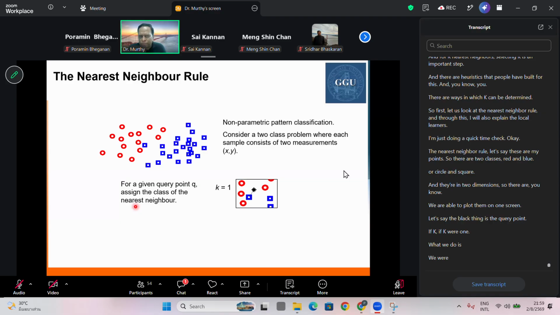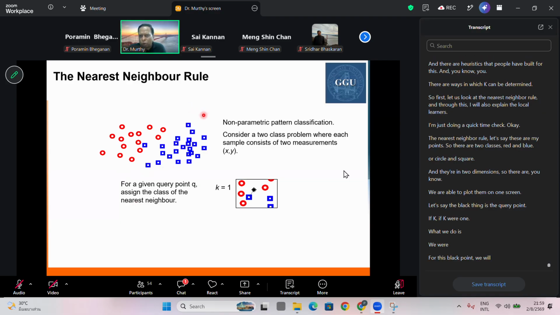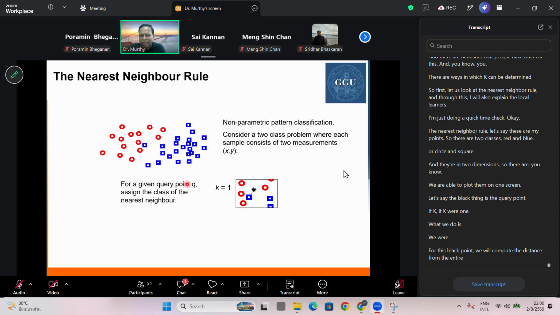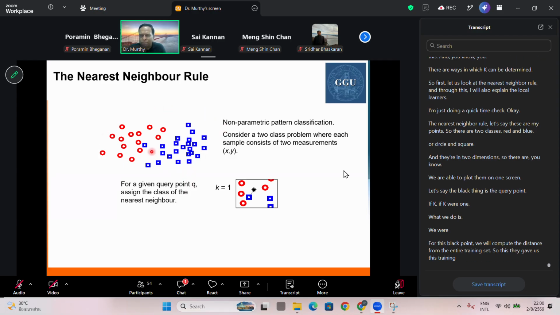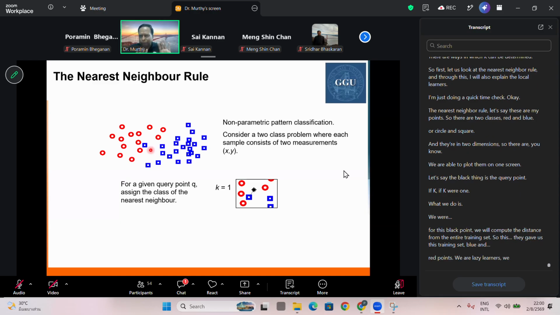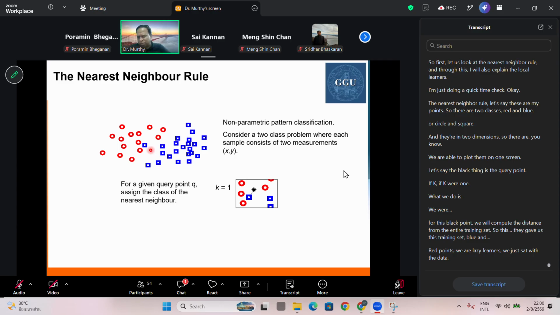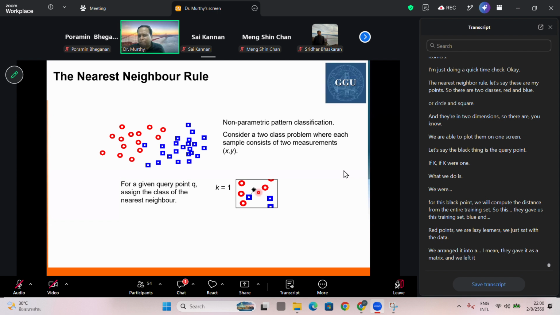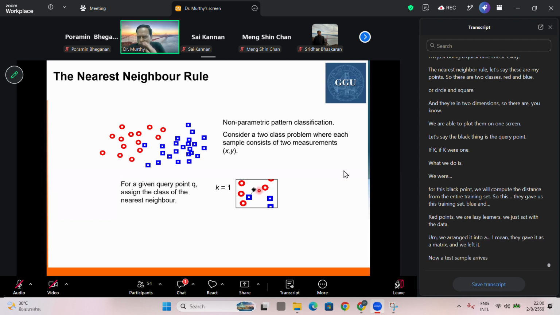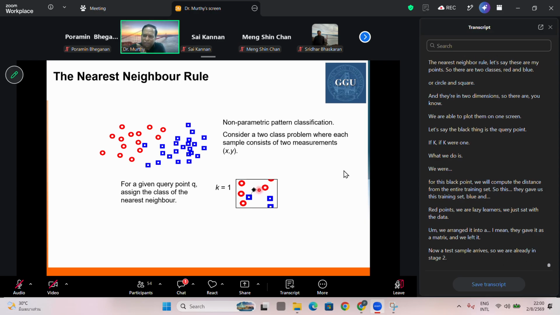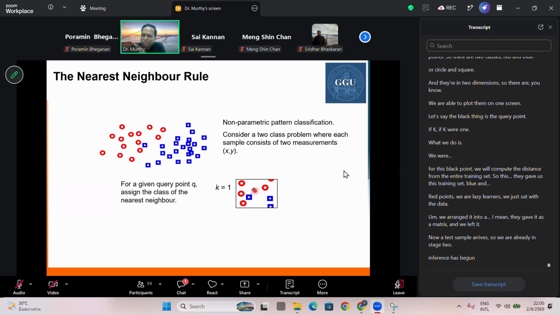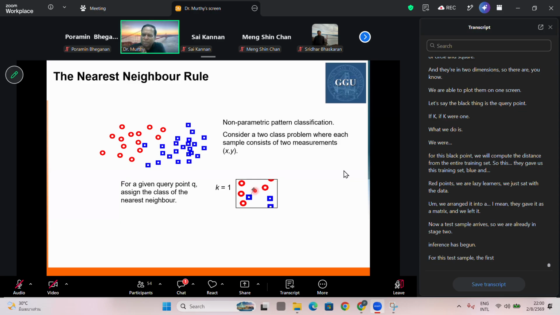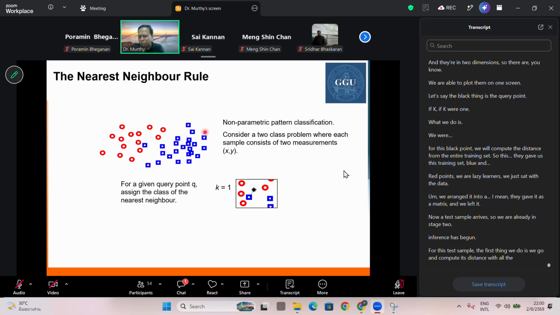for this black point, we will compute the distance from the entire training set. So they gave us this training set, blue and red points. We are lazy learners. We just sat with the data. They gave it as a matrix and we left it. Now a test sample arrives. So we are already in stage 2. Inference has begun. For this test sample, the first thing we do is we go and compute its distance with all the training data that has been given to us.